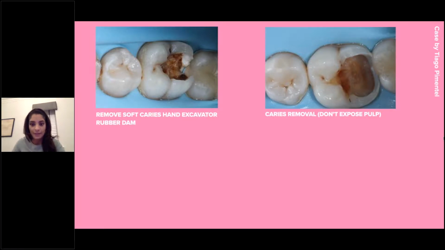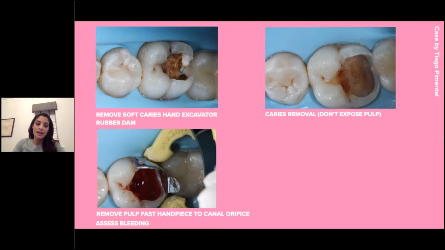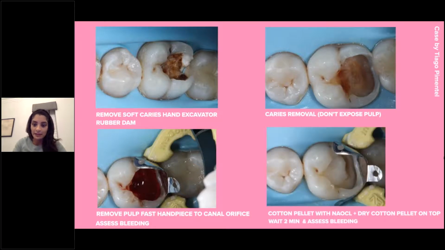And then they get a fast handpiece and they remove the pulp up to the canal orifices. At that point, they assess the bleeding. So you can see here, it's bleeding quite significantly. They arrest the bleeding with a cotton pledget which has been soaked in sodium hypochlorite, and they put a dry cotton pledget on top. They wait 2 minutes and have a look and assess the bleeding.